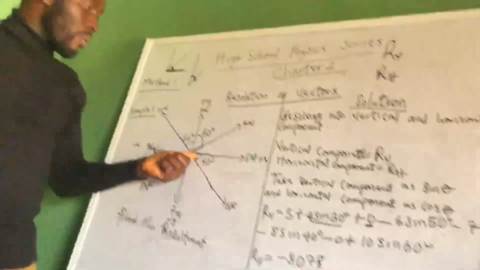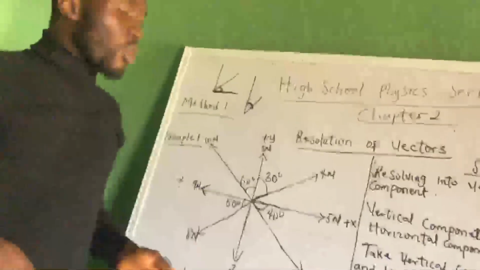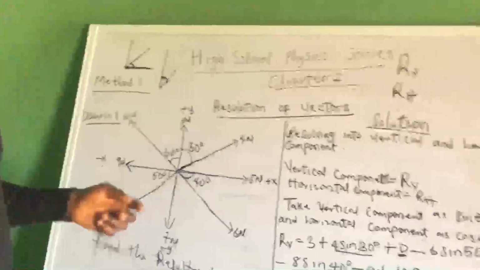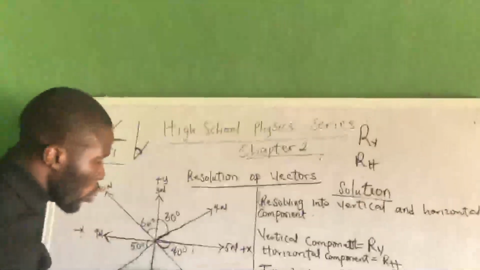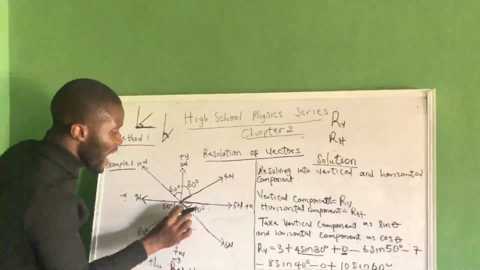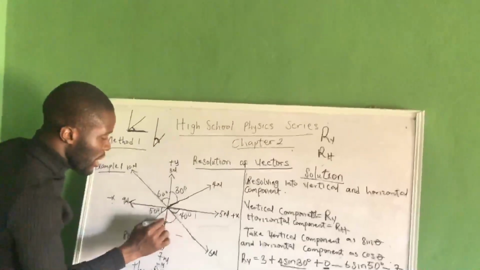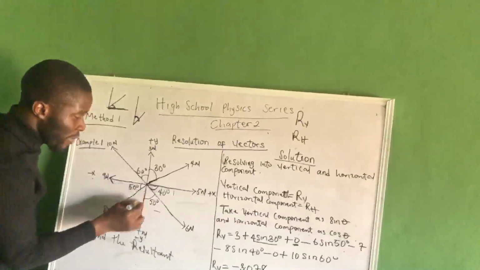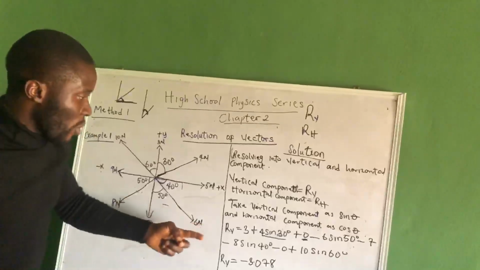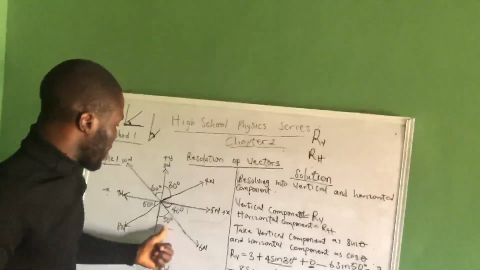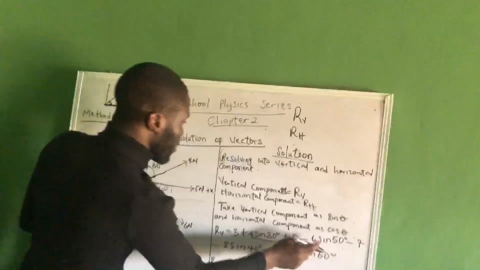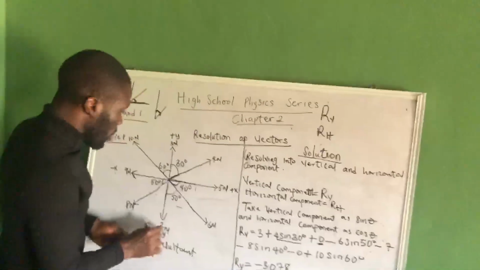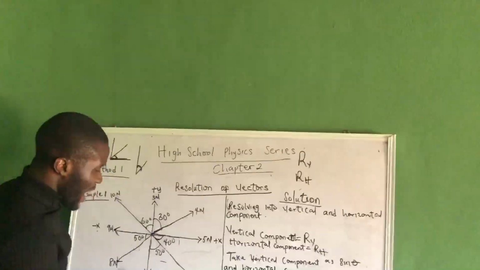But our angle here is inclined to the horizontal. And we are resolving along the vertical component, and we want to take vertical component as sine theta. It means if this whole thing is 90 degrees, if we do 90 minus 40, that's 50. Now this is 50 degrees. Now you will see that our angle is inclined to the vertical, so that we can now say minus 6 sine 50. The minus is there because we are in the negative y-axis now.